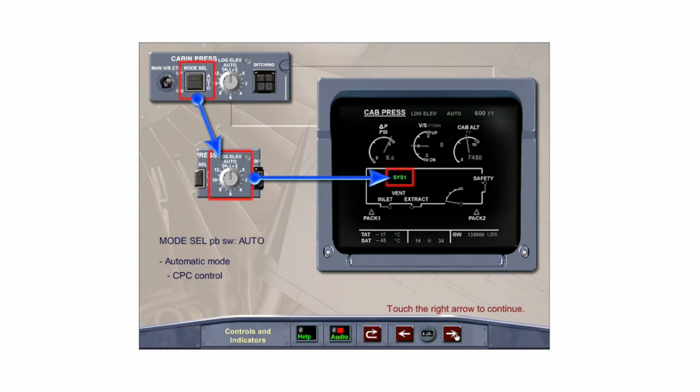The Mode Select push-button switch, in its normal lights out position, is in the automatic mode, using one of the two CPCs to control the outflow valve. Switching from one CPC to the other can be accomplished by selecting manual for at least 10 seconds, then reselecting the auto position.